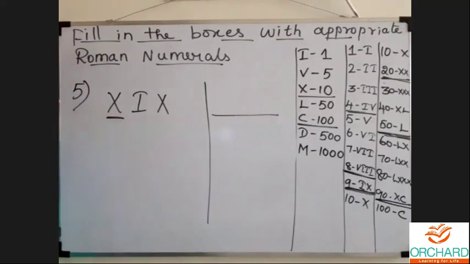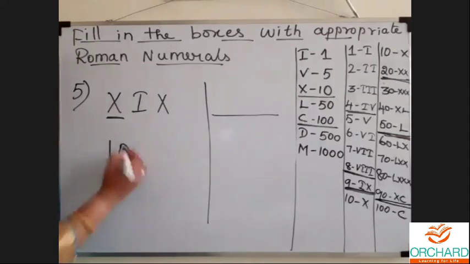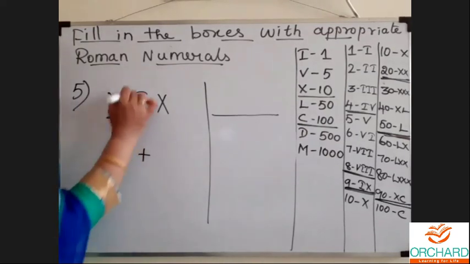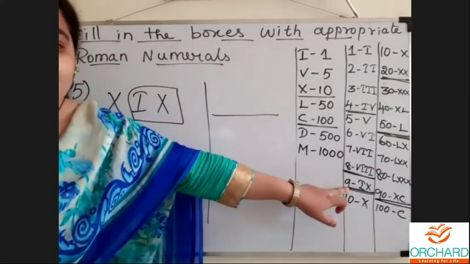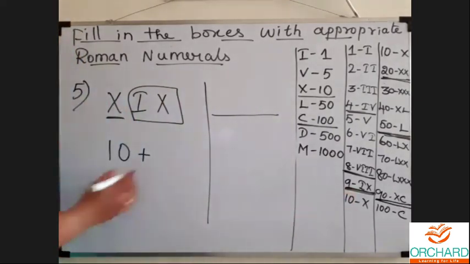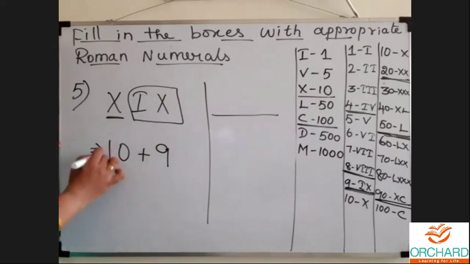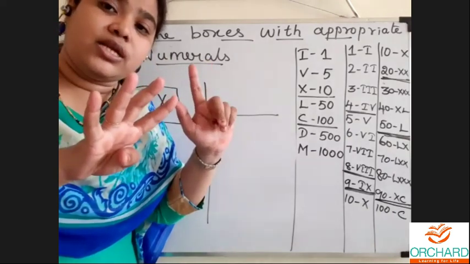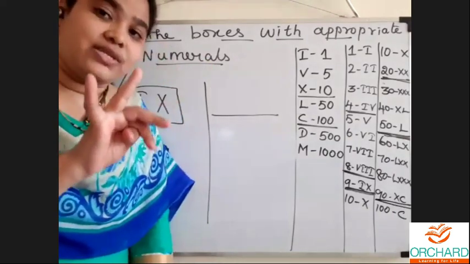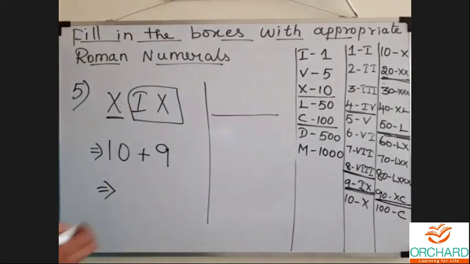Here the letter X stands for 10. For X we write 10, plus, now combine the values I and X. IX stands for 9. Now add these two values, 10 plus 9, what will be the answer here? Keep 10 in your mind and 9 in your fingers. After 10: 11, 12, 13, 14, 15, 16, 17, 18, 19. Very good. So 10 plus 9 is 19.